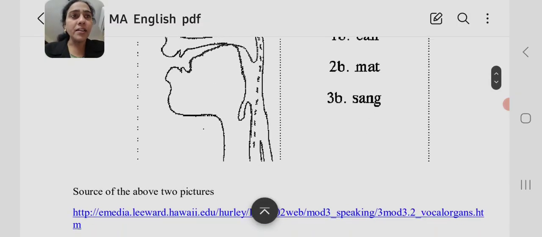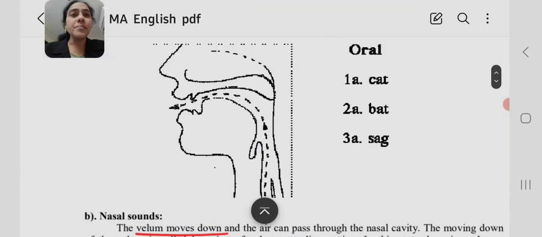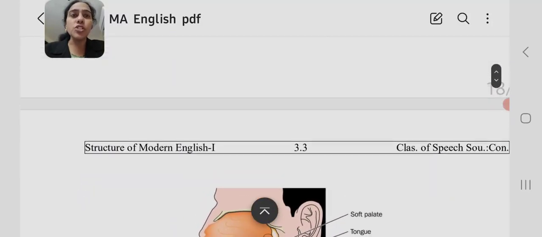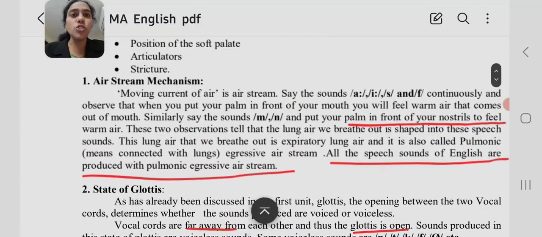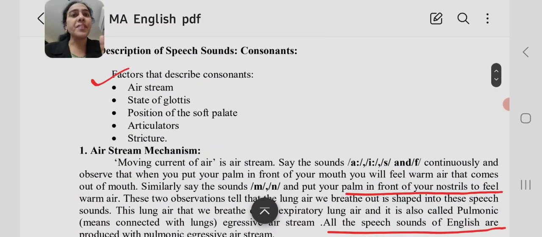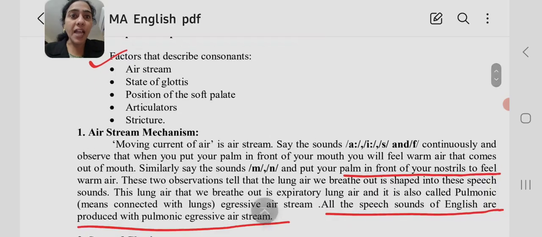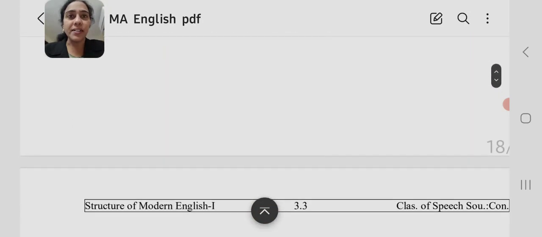Hope you remember. So, we are done with the factors which decide a consonant. What are they? Airstream, state of glottis. We have seen about the voiced and voiceless here. Position of the soft palate. We have seen about the oral and the nasal. Very good. And next we are going to see articulators and stricture.